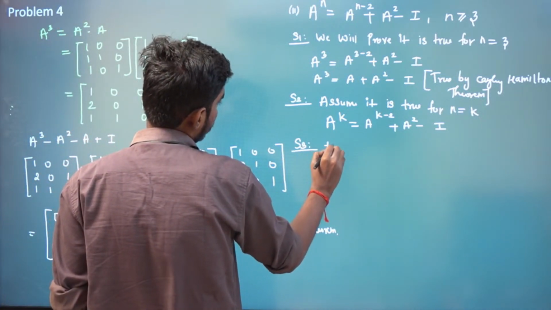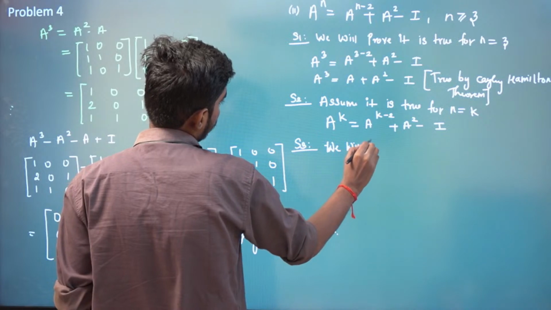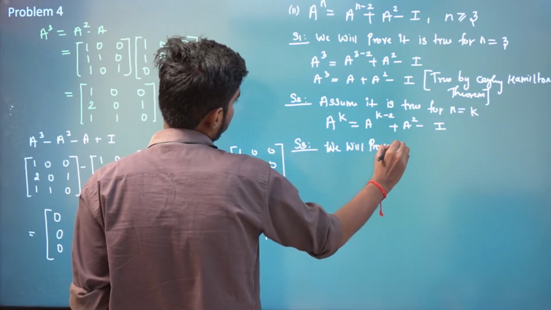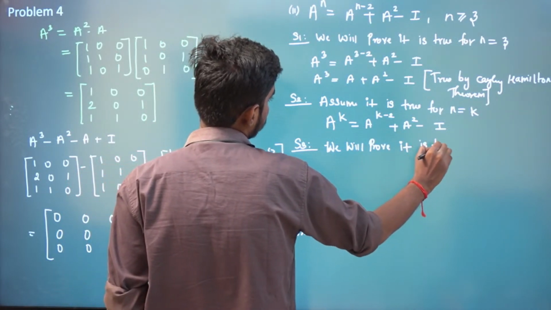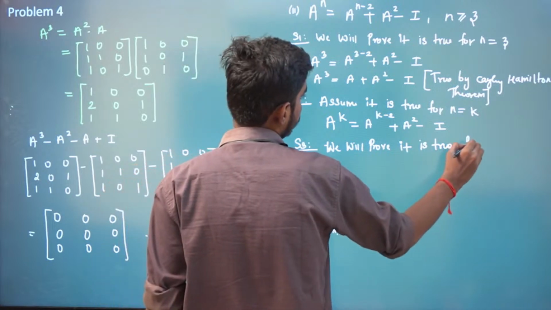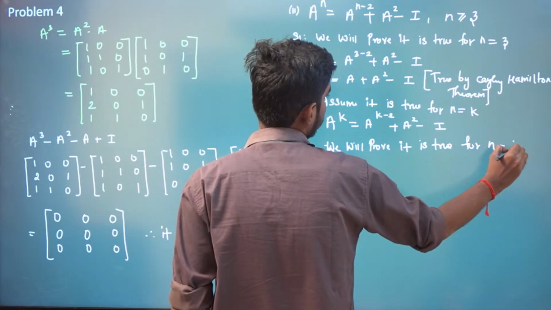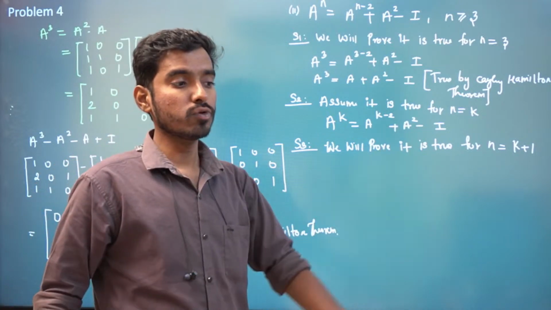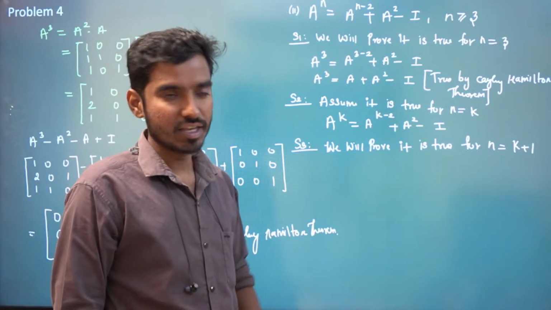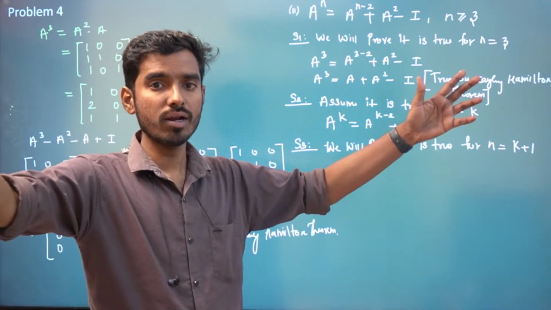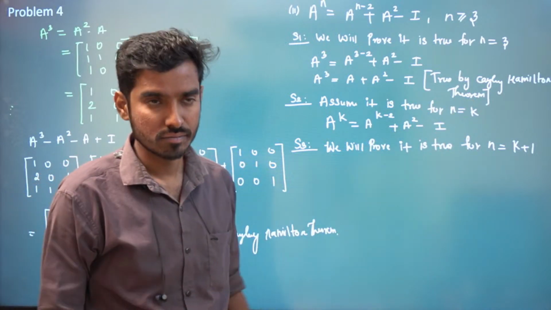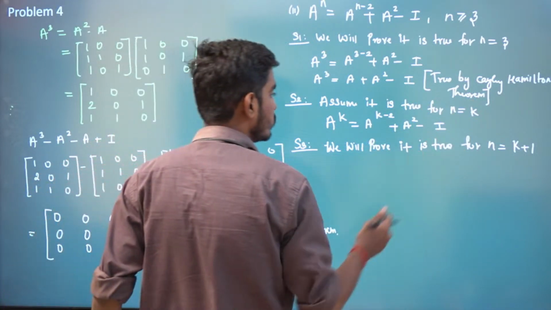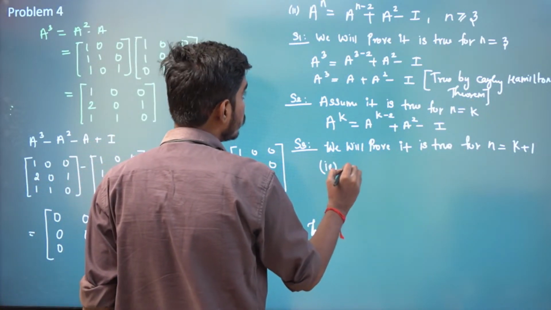Now we will prove it is true for n is equal to k plus 1. I'm assuming the kth phone falls. Now we'll prove the k plus 1th phone falls. If I prove this, then every phone will fall. That means it is true for all n. Okay, so we'll prove that. That is what I need to prove.